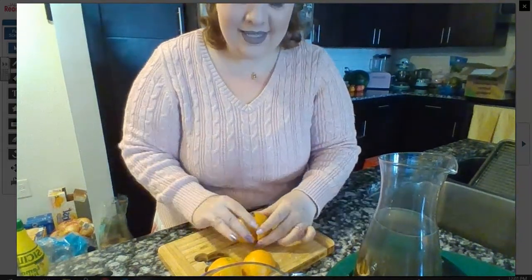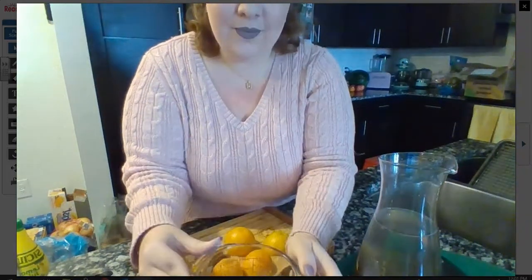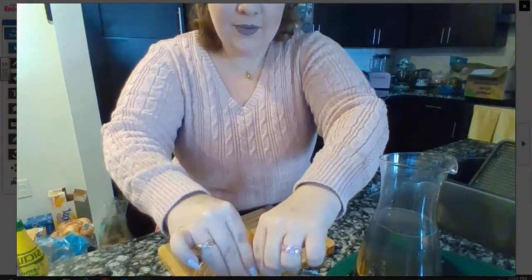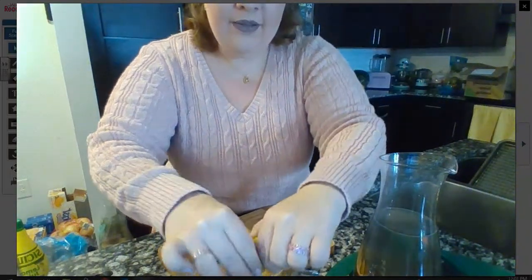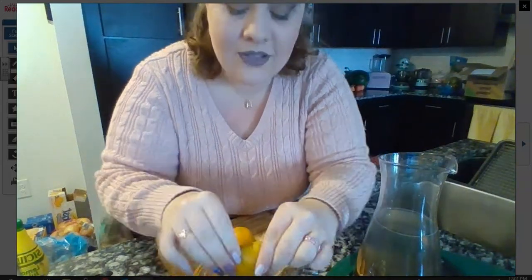All right, we cut our lemons in half, and now we are going to squeeze our juice into our measuring cup. I'm going to take the lemon and squeeze the juice out. Now, if you have a lemon juicer at home, that would probably be great. I don't have one of those. I don't often make lemonade.